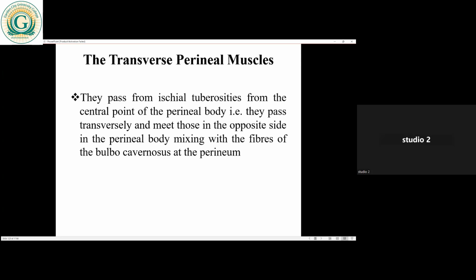They pass from the ischial tuberosities to the central point of the perineal body. They pass transversely and meet those on the opposite side in the perineal body, mixing with the fibers of the bulbocavernosus at the perineum. So that's the transverse perineal muscles.